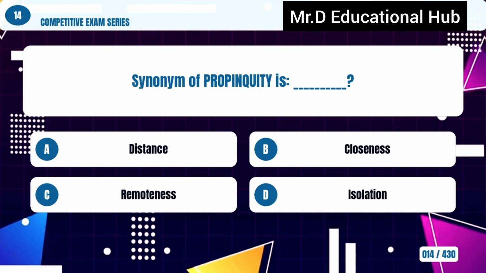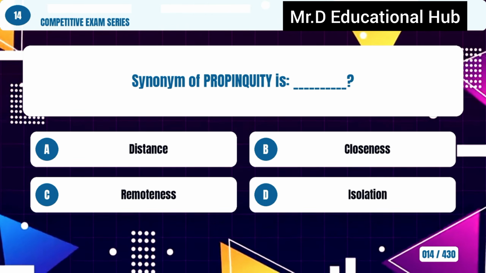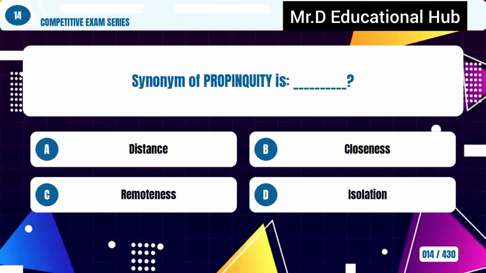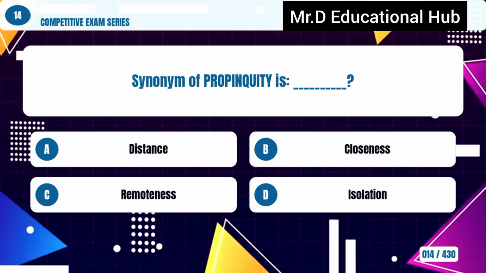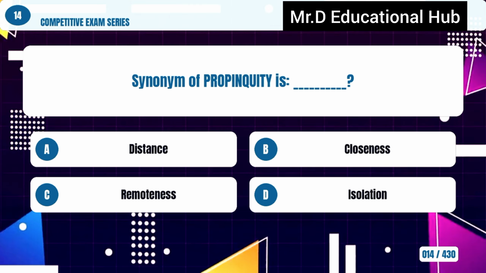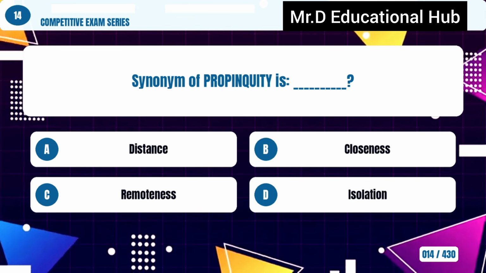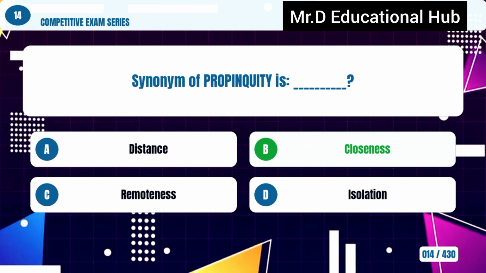Question: synonym of propinquity is blank. Option A, distance. Option B, closeness. Option C, remoteness. Option D, isolation. Correct answer is option B.